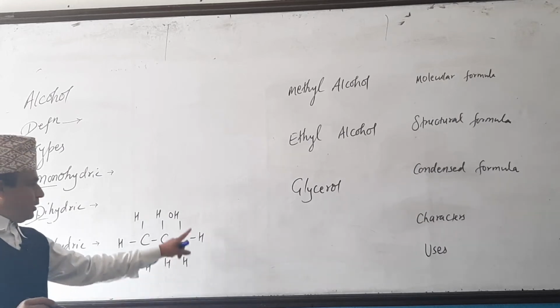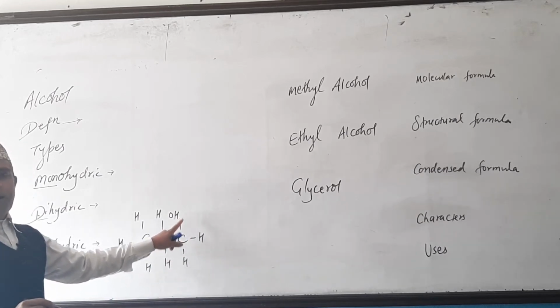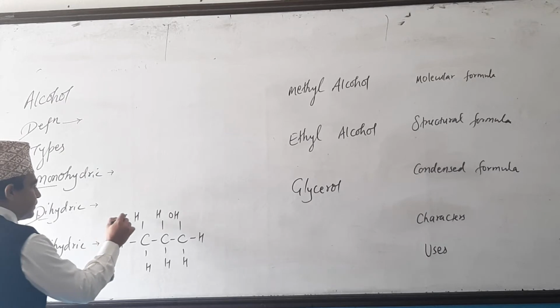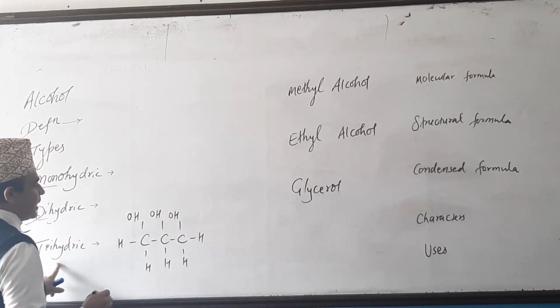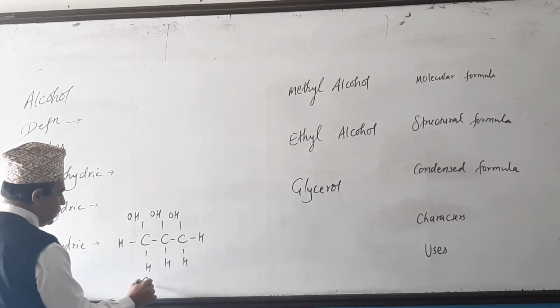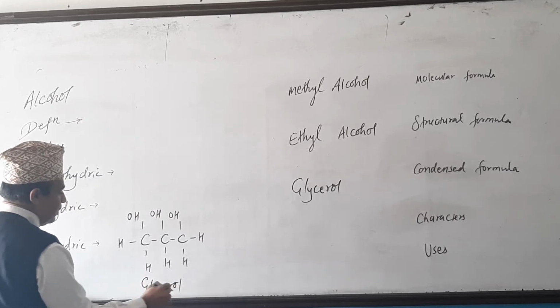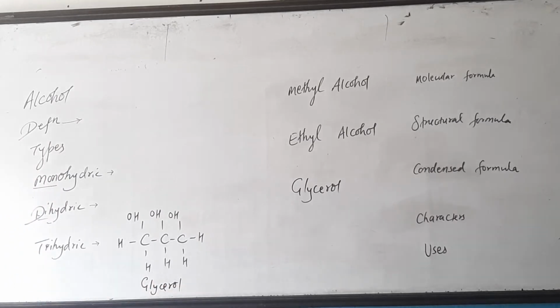But if one OH group is here, then what is it called? Propyl alcohol. If one OH group, then propyl alcohol. But if 3 OH groups, it is trihydric alcohol. What is the name? Glycerol. Example of trihydric alcohol is glycerol.